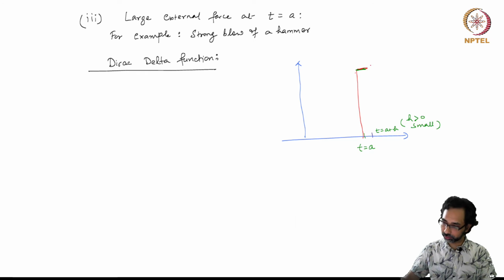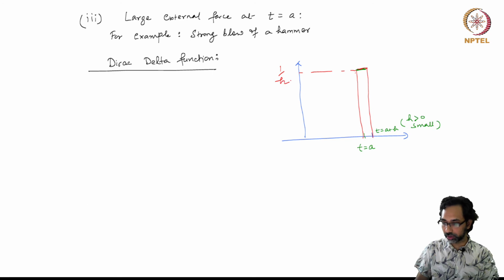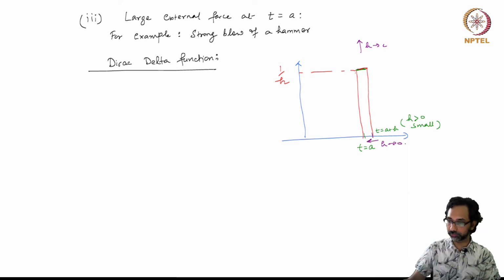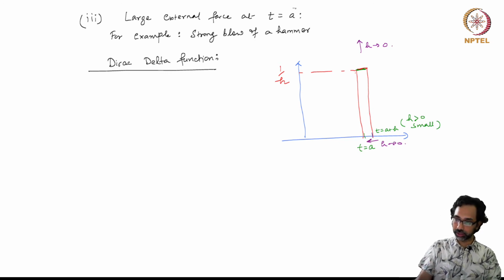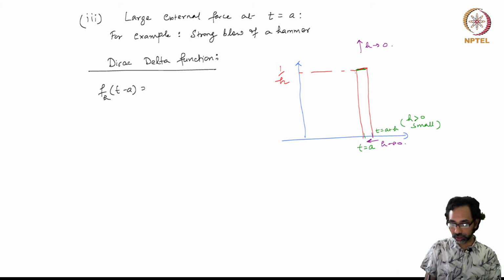So this height is 1 over h. So as h goes to 0, this height becomes larger and larger. So this kind of function can be written as f_h(t minus a) equals 1 over h for a less than or equal to t less than or equal to a plus h, and 0 otherwise.